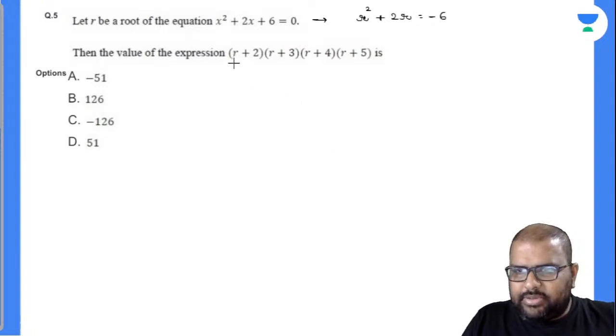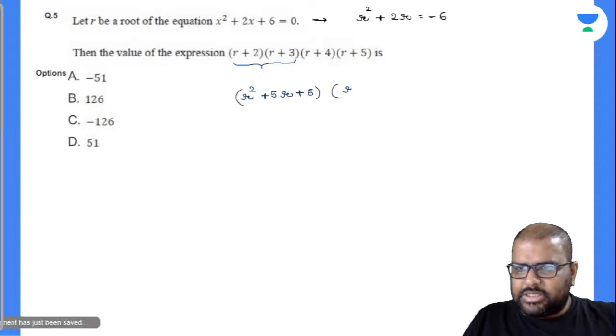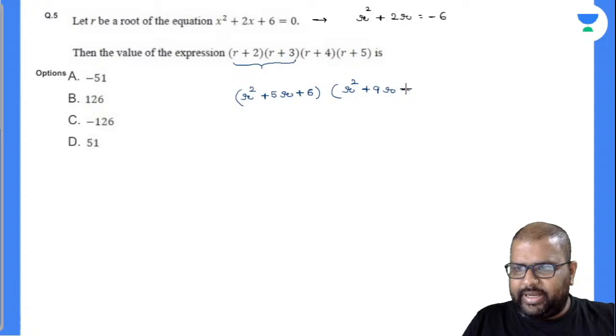So closely observe there, multiply these two parts here. R square plus 5r plus 6 will be this part. This is what your question is: find the value of this expression only. So r square plus 9r plus 20. I mean 4 into r will be 4r, r into 5 will be 5r, 9r plus 20.